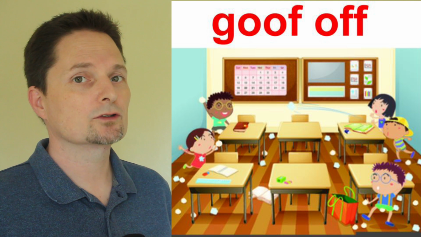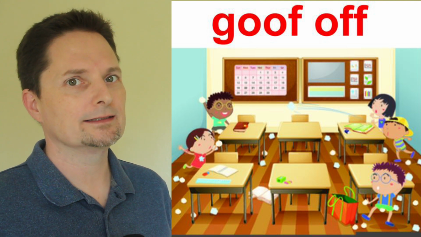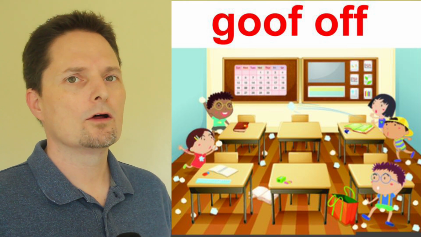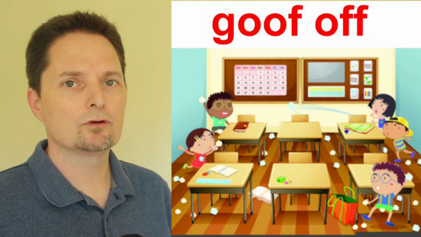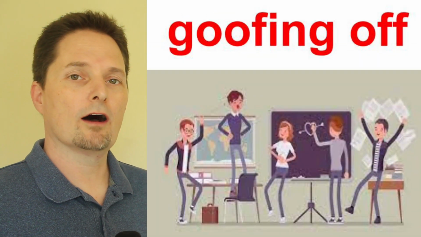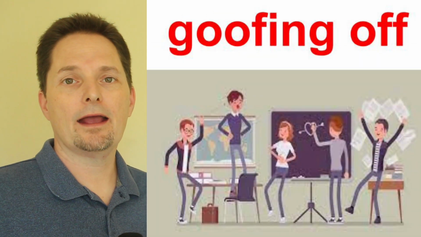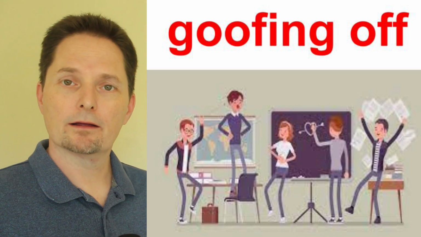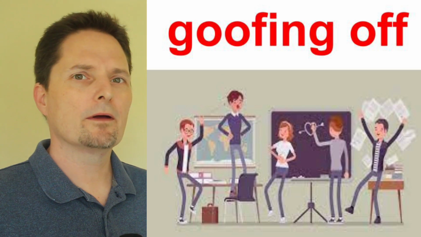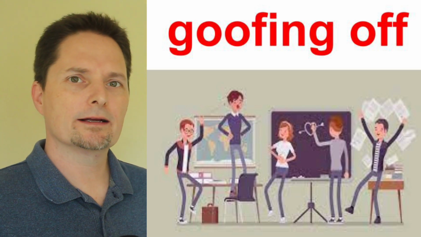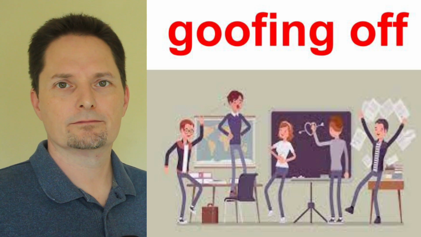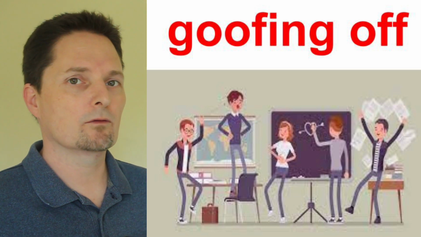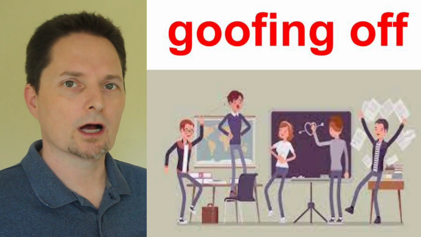So goof off means to play around when you're not supposed to. They're supposed to be doing their schoolwork, but they're goofing off instead. So I tell the kids, don't goof off. Or I can say, no goofing off. Do your schoolwork. So we can use goof off in a continuous form. They are goofing off. They're not doing their job. They're supposed to be working. They're in the office. They're at work. But they're not. They're playing, talking. They're goofing off. No goofing off at work. I can say, no goofing off at work. Get to work. Do your job.